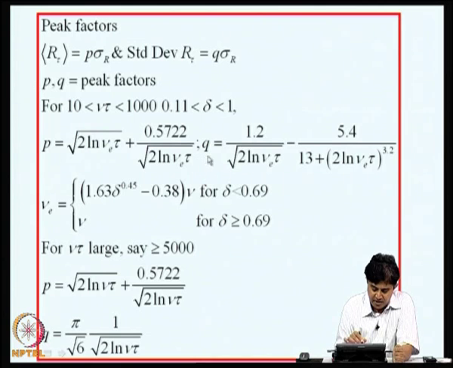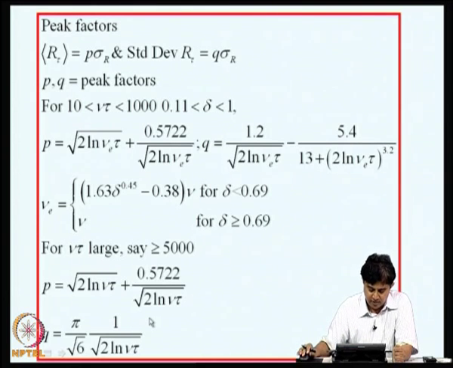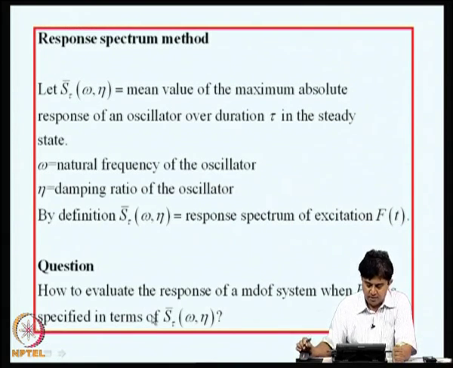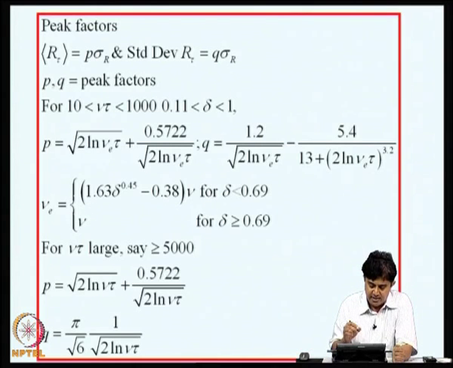The peak factor for the mean is given by this, and the peak factor for the standard deviation is given by this, for nu tau between 10 and 1000 and delta from 0.11 to 1, and for large nu tau we get these approximations, which were what we saw in the previous lectures. Now, till now whatever I have discussed is simply the application of random vibration principles. We are simply recalling what we have studied in some form earlier.